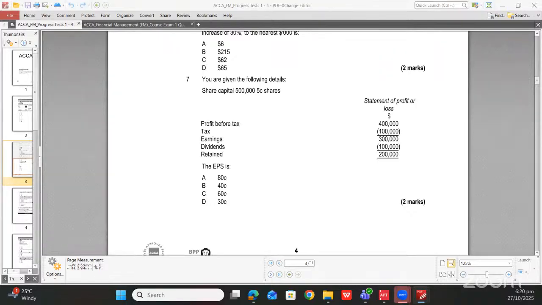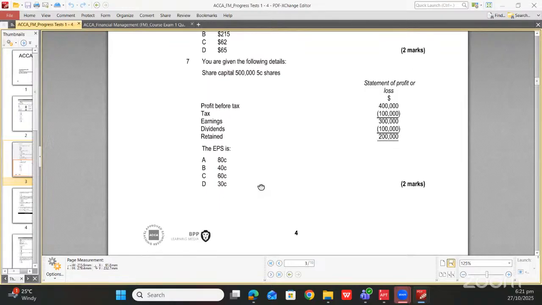How do you get earnings per share? Profit after tax over your number of shares. So in this question, the profit after tax is 300,000. All right, what's the number of shares? The question says it at the top here: share capital, 500,000 5-cent shares. So it's 500,000 shares, so it would be $300,000 over 500,000. And that will give you the earnings per share of 60 cents. So the answer would be C. So your earnings per share would be 60 cents. So that would be the answer for question 7.